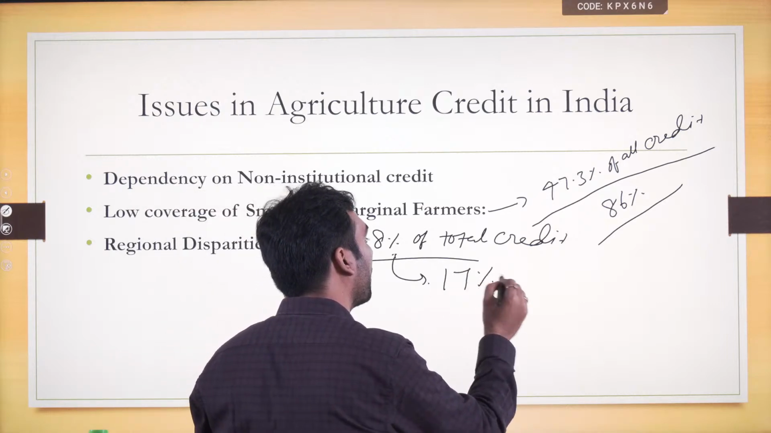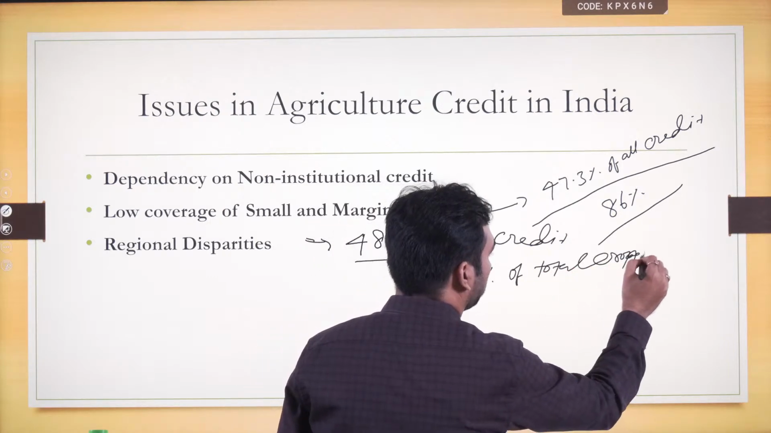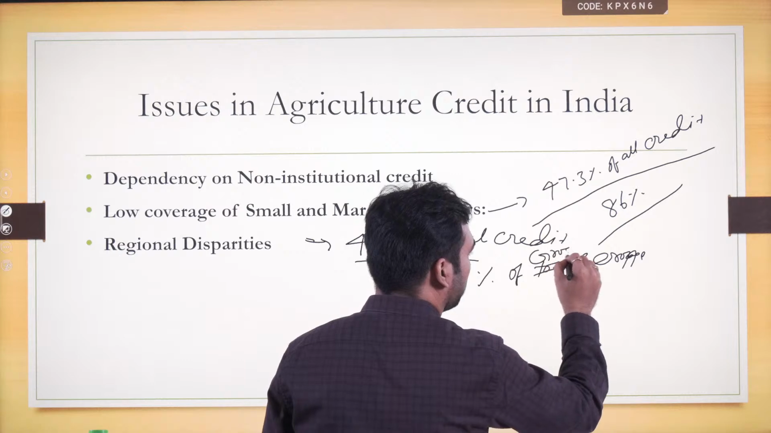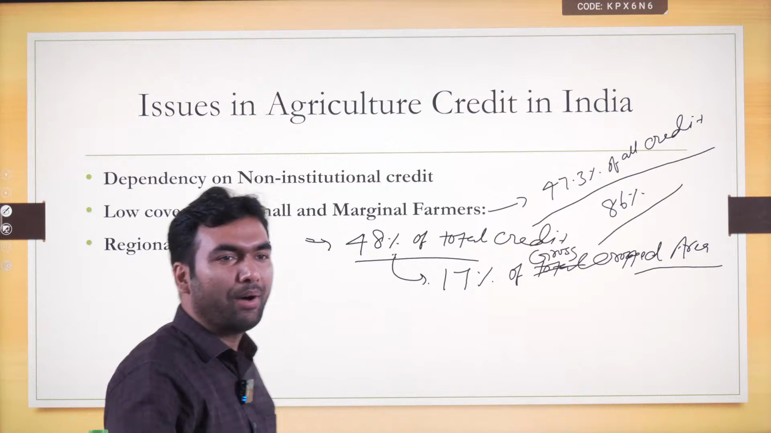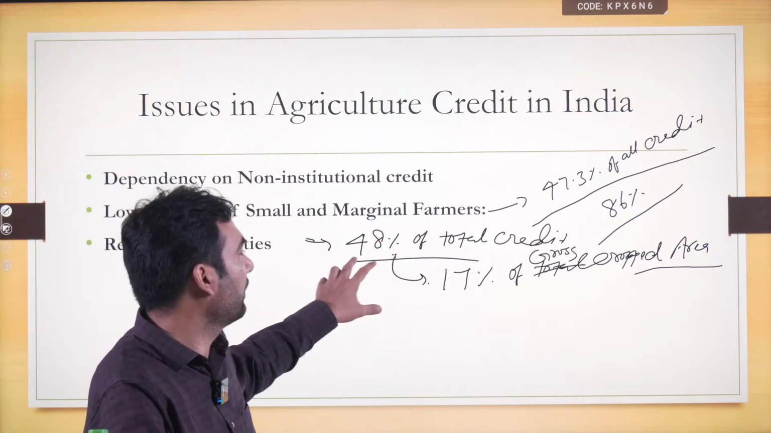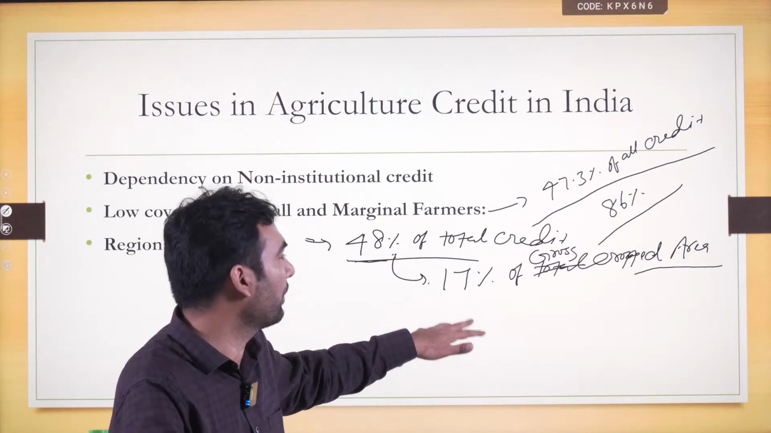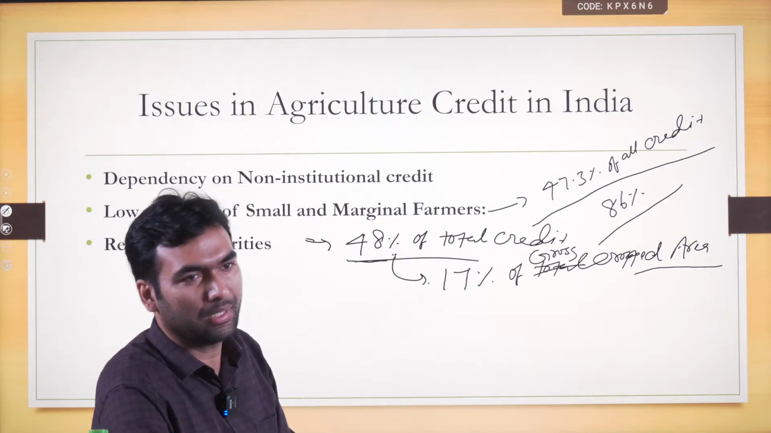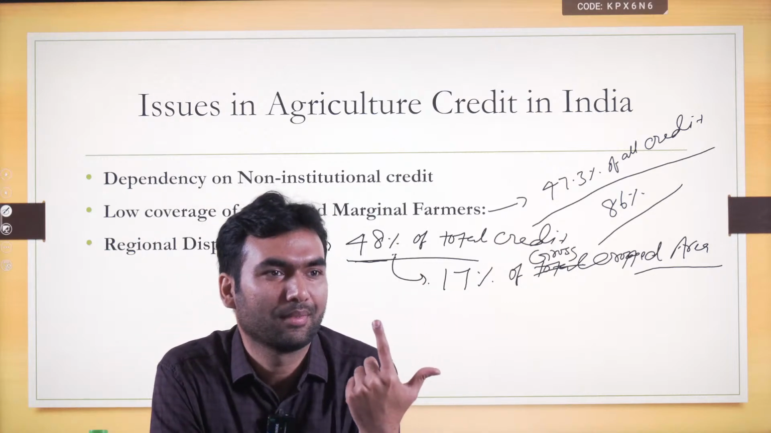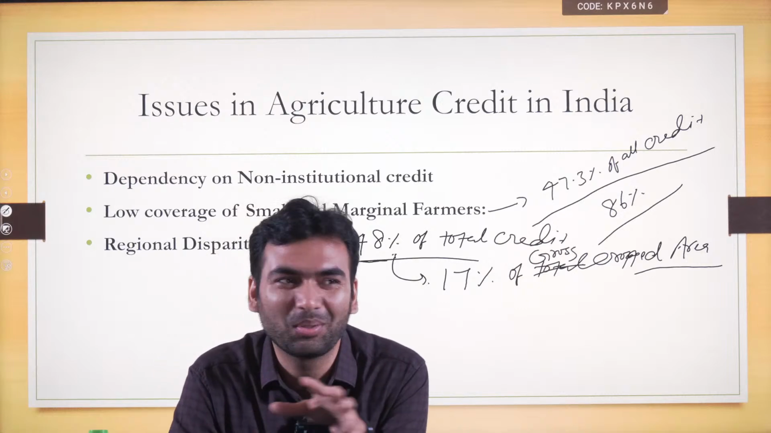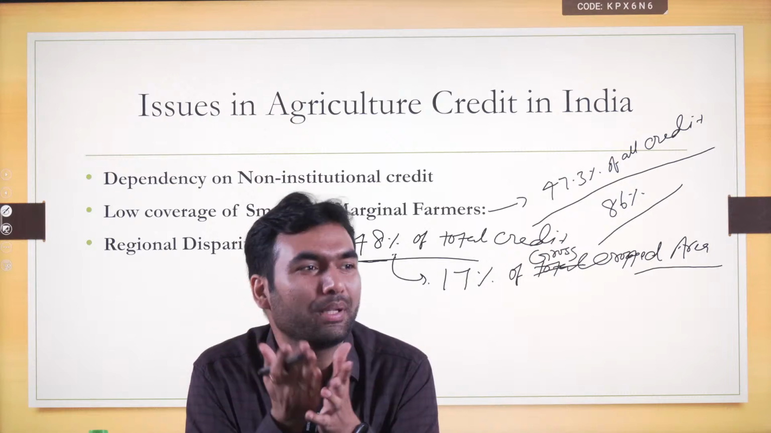whereas these states account for only 17% of total cropped area. It is also written as gross cropped area. So the farmers in these states, they are getting 48% of the total credit, whereas these states are accounting for only 17% of gross cropped area. See, the problem is not with these states. The problem is with other states. Okay, so do not give this advice that see the loans should not be given here. Here they are doing the good thing, but the other states are not able to replicate the same thing.